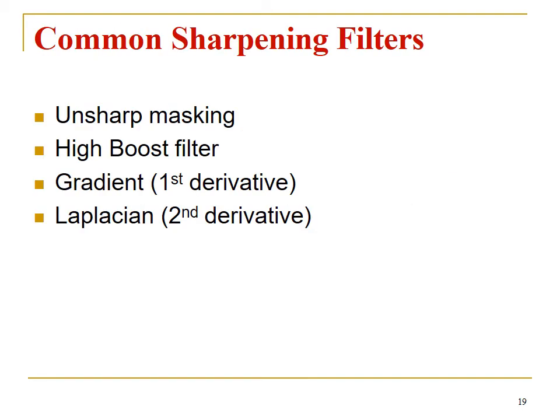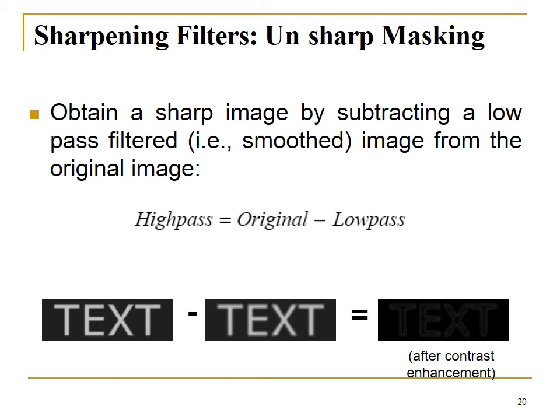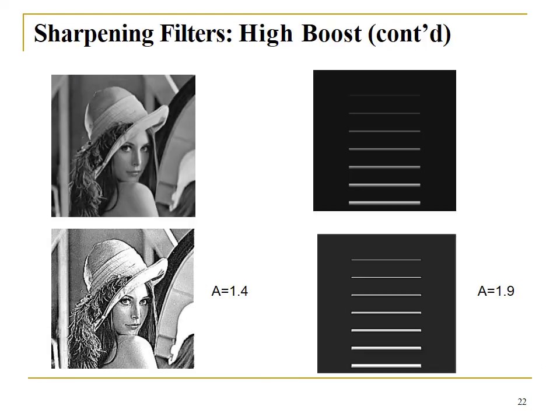Okay, so here are some common sharpening filters. They are unsharp masking, high boost filter, gradient (first derivative) and Laplacian (second derivative). In sharpening filters, unsharp masking obtains a sharp image by subtracting a low pass filter, that is the smoothed image, from the original image to get the output image. In the example, you can see that high pass equals original minus low pass. So original minus low pass is obtained after contrast enhancement.